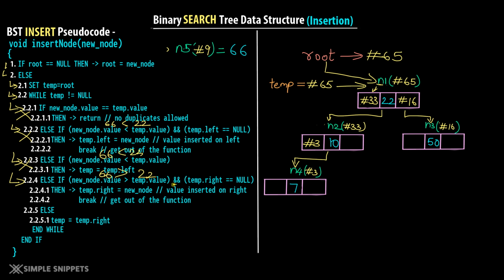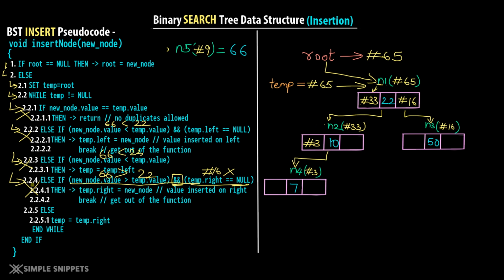But we also have to check this extra condition which says and temp.right equals null. So temp is currently pointing to n1. n1's right is not null. n1's right has the address of n3. So temp.right is #16 right now. It is not null. So this condition becomes false. So collectively this entire else if will also become false because of this AND clause. So we will not go inside this else if.